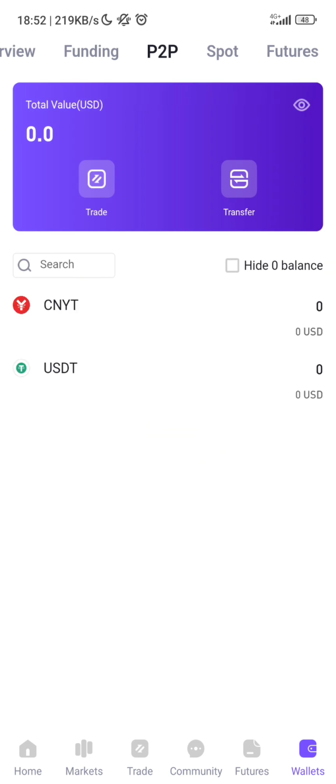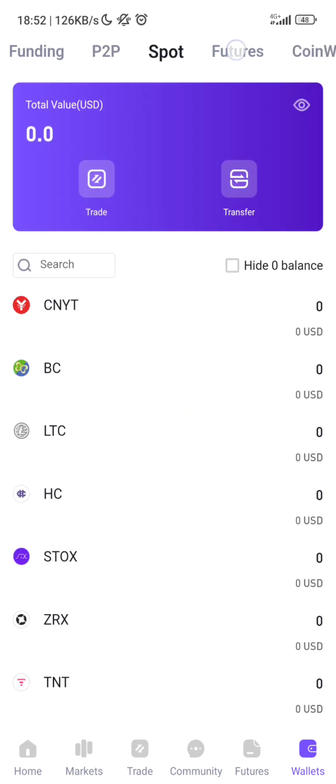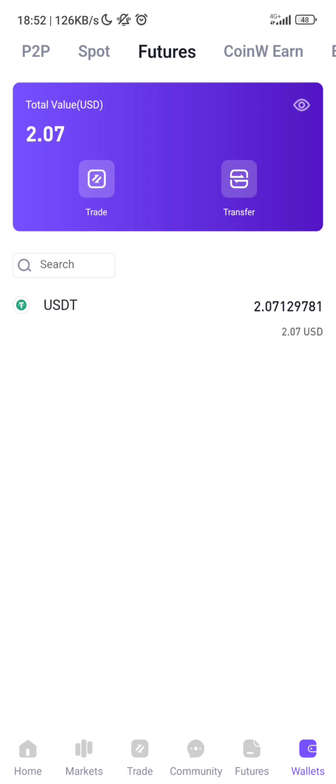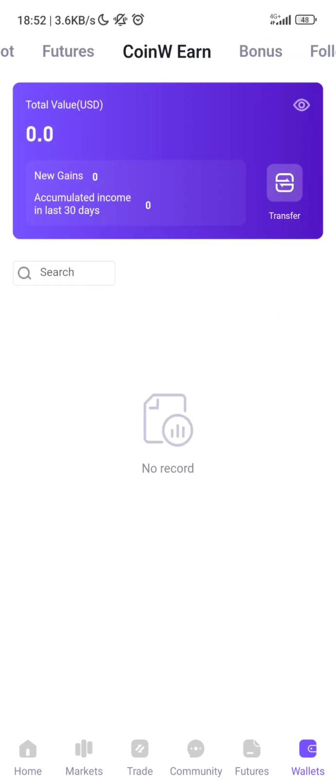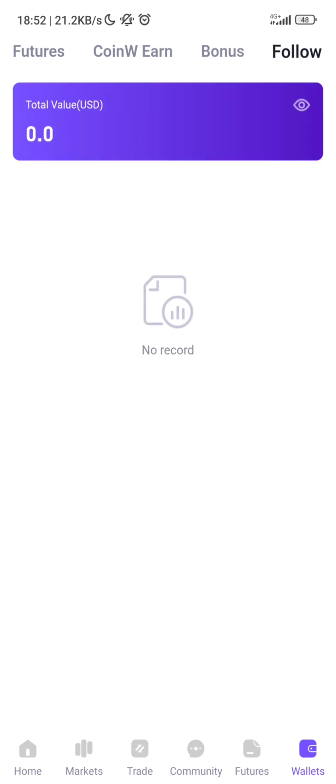Now if you buy through P2P, you should expect your asset here. We have the sports wallets where you do your sports trading. We have the futures wallets where we'll be talking more, and we have the CoinW wallet. We also have the bonus wallets, and we have follow wallet, whatever that is.